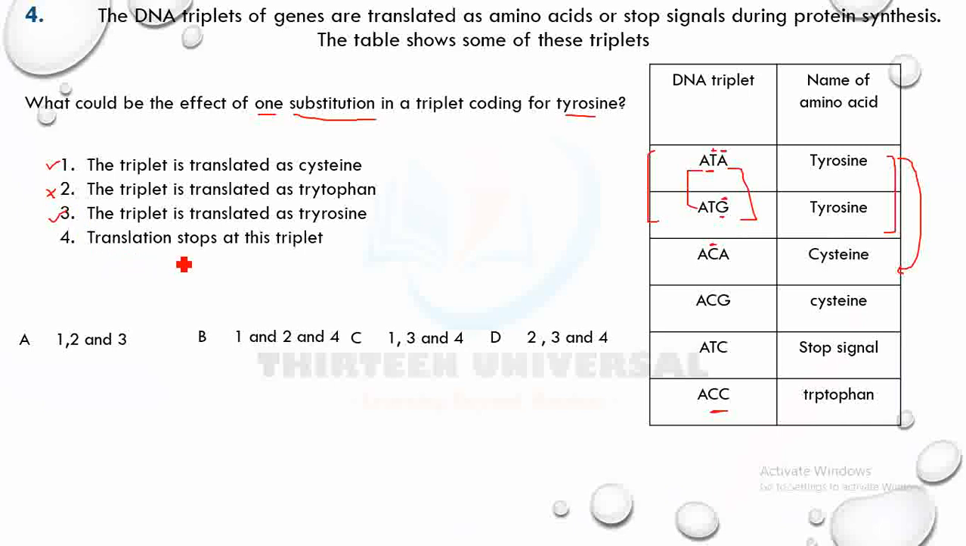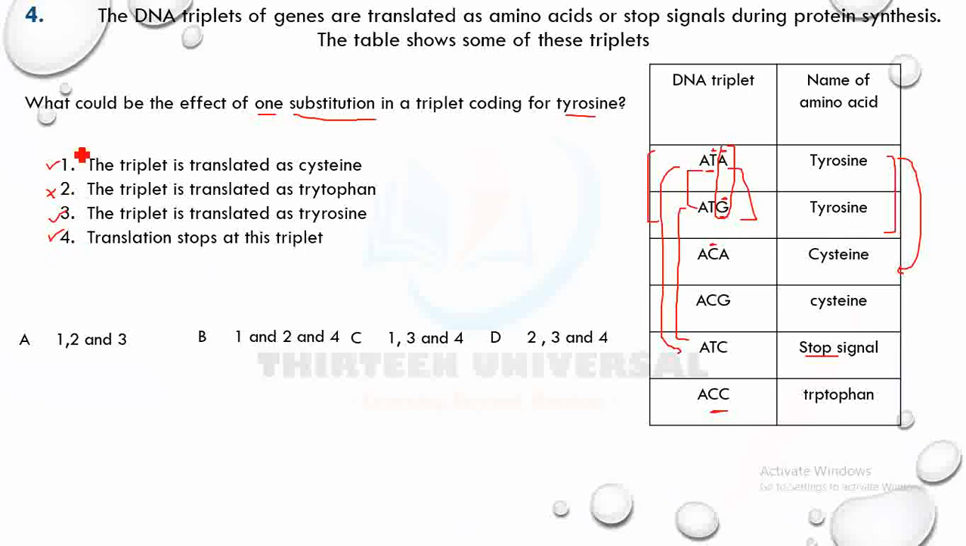Now, 4 says translation stops at this triplet. That's a stop codon, a stop signal. Can I form a stop signal from tyrosine? Now this is ATC. If I substitute A with C, I'll have ATC. If I substitute this ATG, remove G and put C, I'm going to have this. So I can move this to this, or that to that, just remove one of the bases and put C. You can have a stop codon. Any of these, you can remove and put C. So that works.